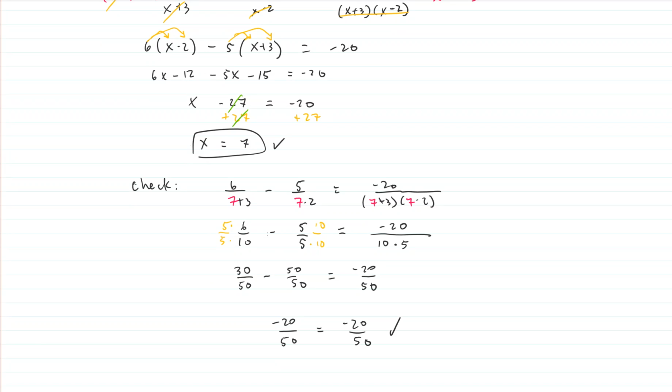In general, I think the easiest way is to first clear the fractions by multiplying everything by the LCD. And then what you do, you just have a simpler equation that you can solve, and then you check the solution to make sure you don't have an extraneous solution.